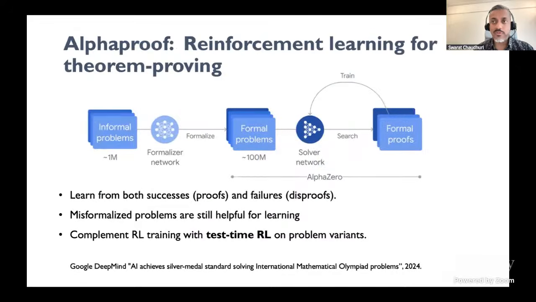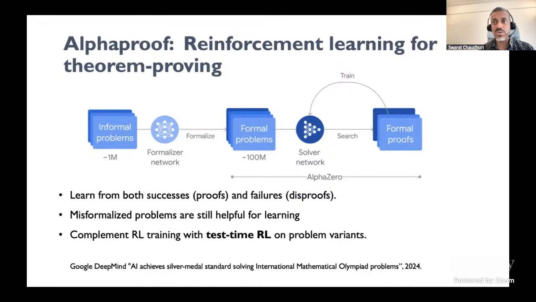Now, AlphaProof, of course, you have already seen. You've seen this picture. There's this formalizer network that does this formalization into formal problems. And then the solver network tries to generate these formal proofs. One big insight was that even misformalized problems are still helpful for learning. And the solver network is being trained with RL. And then one big insight was that you could complement RL training with test time RL.